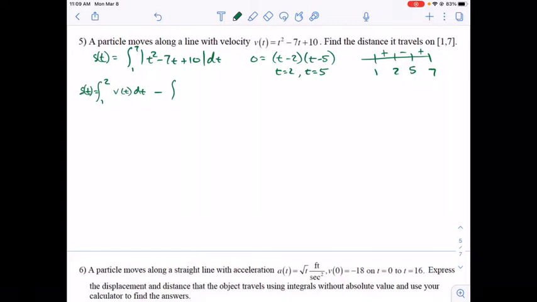So we know this is negative, so in order to make it positive, the way we treat the absolute value is we subtract it, because we know we're going to get a negative value in this from 2 to 5 of a velocity function. By putting a negative in front, it's going to ensure that it becomes positive. And then the last one here we know is positive from 5 to 7.